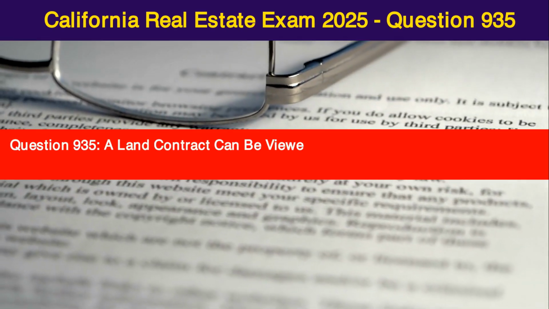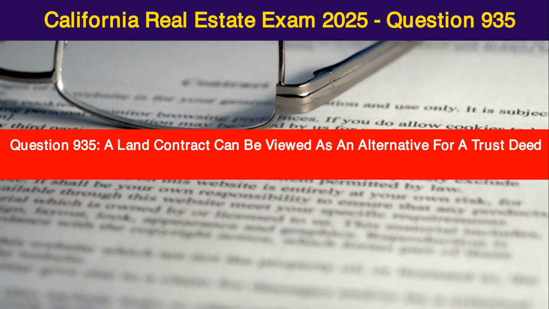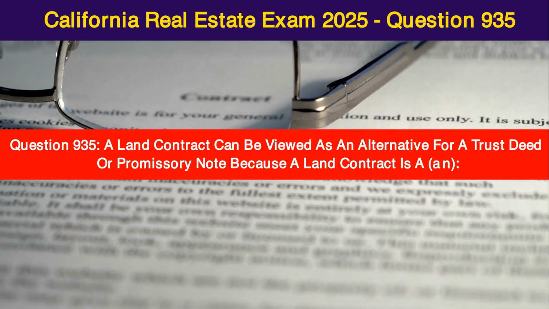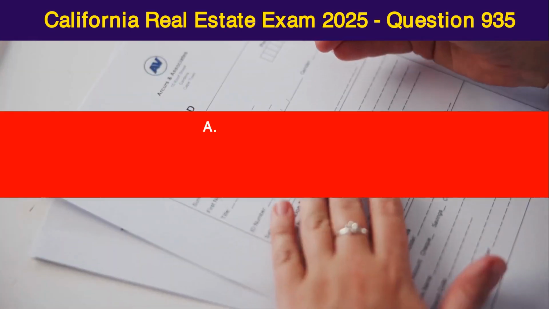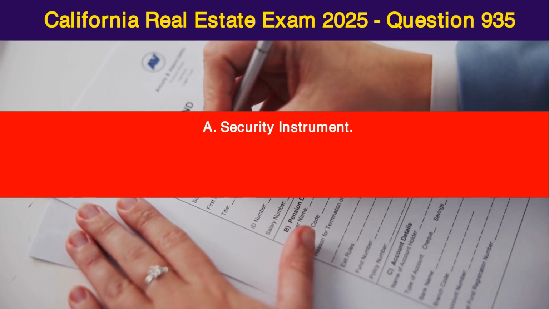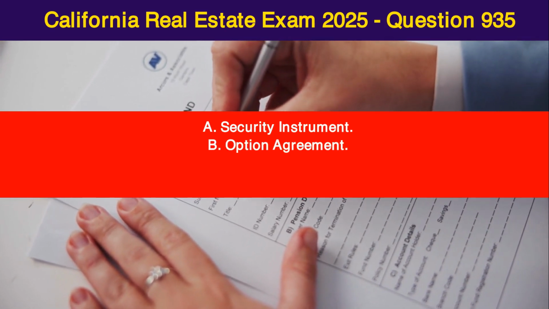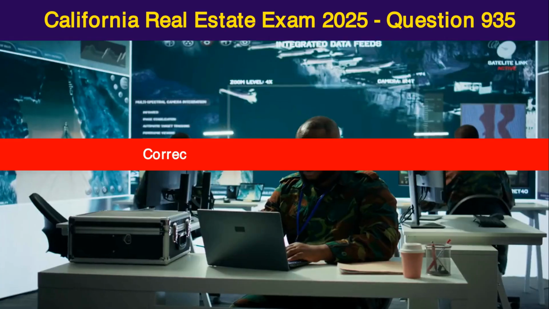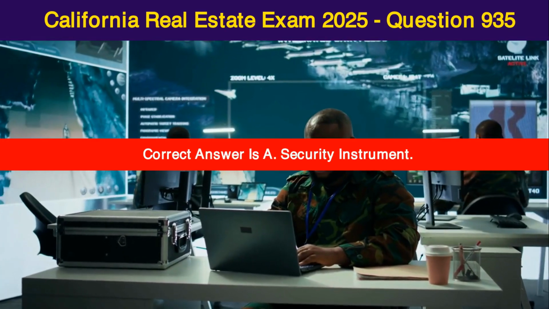Question 935. A land contract can be viewed as an alternative for a trust deed or promissory note because a land contract is: A. Security instrument, B. Option agreement, C. Bilateral contract, D. Mortgage. Correct answer is A, security instrument.